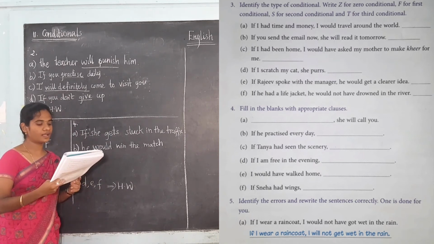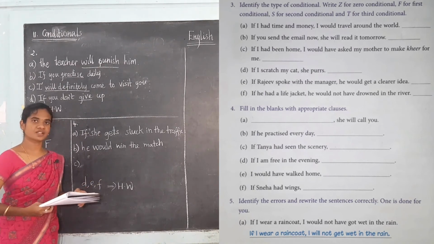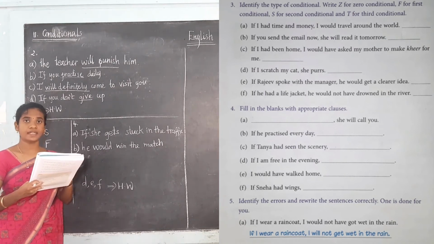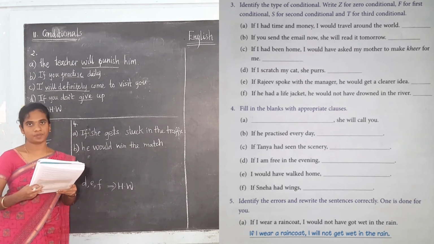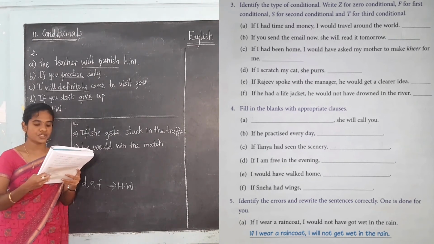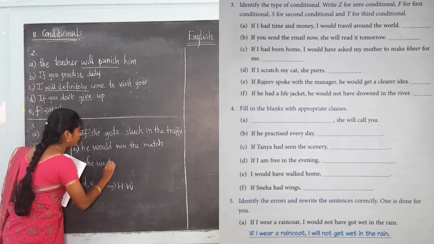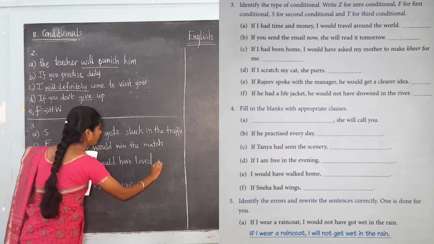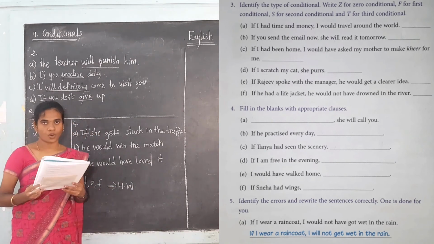Third one, if Dania had seen the scenery, dash, you have to write the main clause. So can you find out what type of structure it is? It is the third conditional because they have given had seen. That is the past perfect. And for the past perfect, in the main clause you have to write would have plus past participle. So how can we write? If Dania had seen the scenery, she would have loved it. Would have loved it. And D, E, F you have to do as homework.